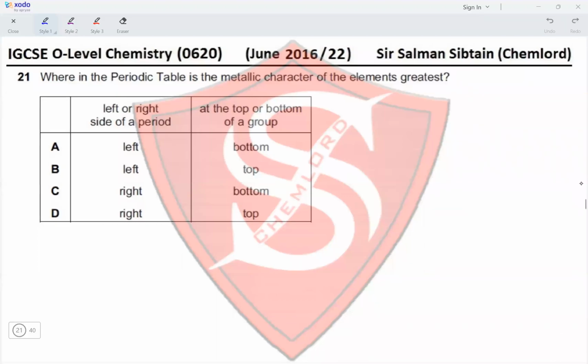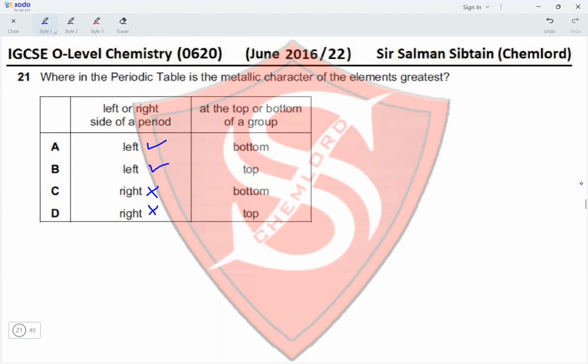Hi guys, this is IGCSE O-Level Chemistry, paper 22, June 2016, question 21. Where in the periodic table is the metallic character of the elements greatest? Left or right side of the periodic table? It's on the left, eliminating options C and D.